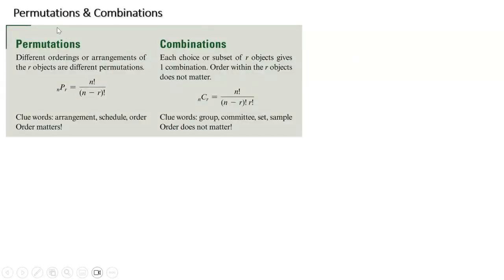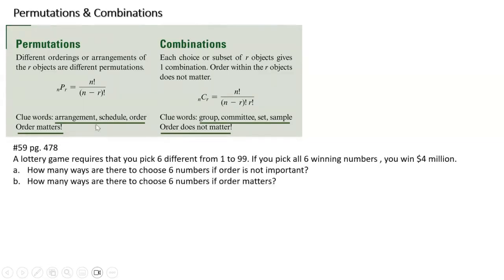Now here's the summation. To sum it up, on permutations, the key words are arrangement, schedule, and order; order matters. For combinations, the key words are group, committee, set, and sample; order does not matter. Here's how you can tell what they are asking for.